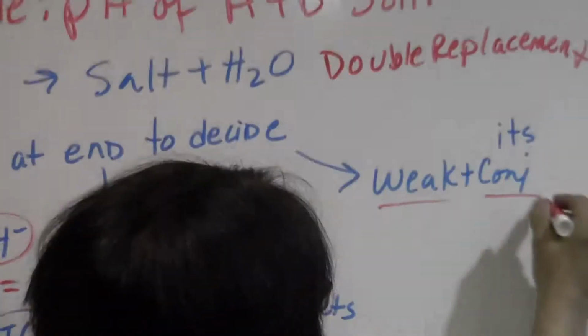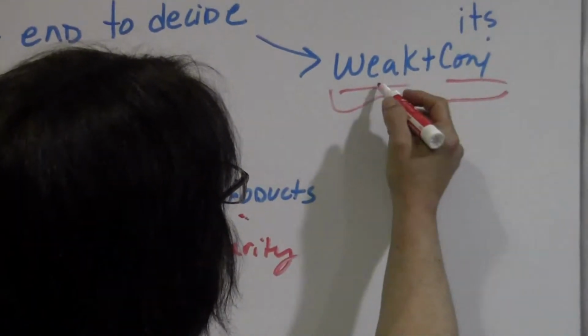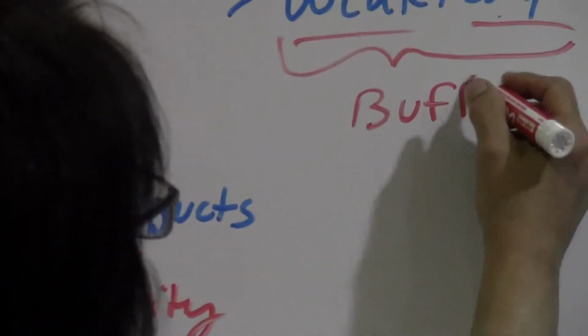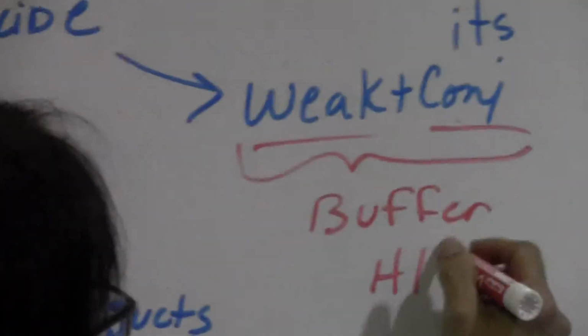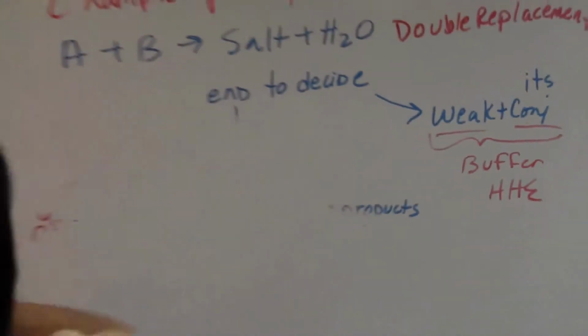And then our new category: if you have at equilibrium after the NICE, if you're left with any weak compound plus its conjugate, that's our buffer, and we're going to use our Henderson-Hasselbalch equation. So let's look at our first problem.